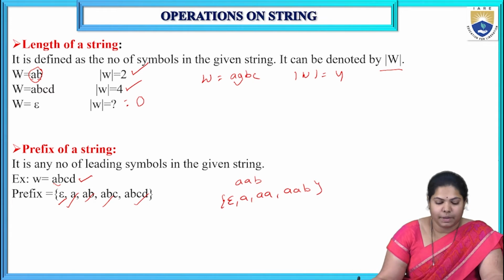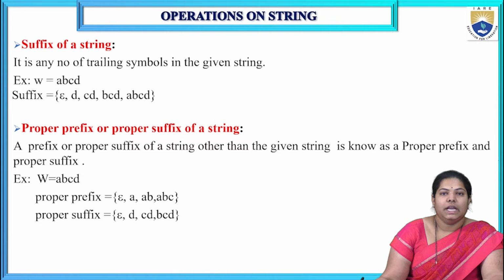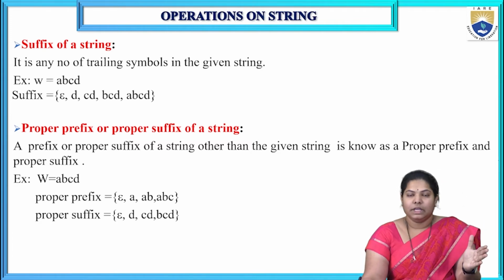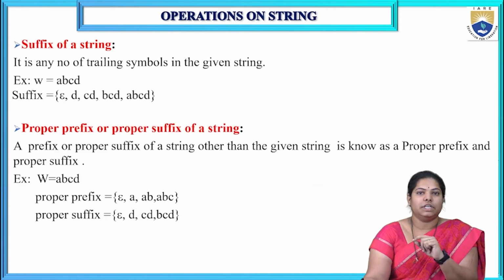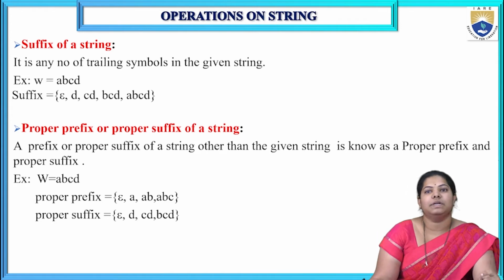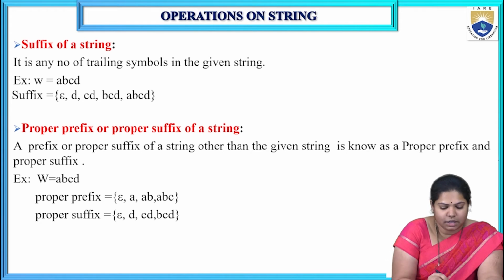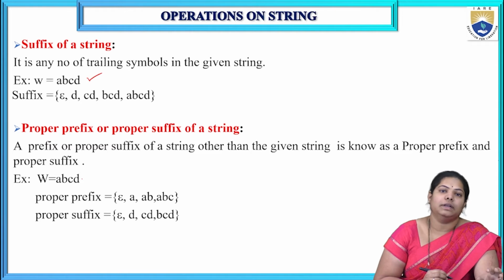Next, coming to the next operation on strings: the suffix of a string. In the previous prefix operation we called it a leading symbol; in the suffix of a string we call it a trailing symbol in the given string, that means from back to front. Here I have taken the same example, ABCD. So what are the suffixes of that particular ABCD?